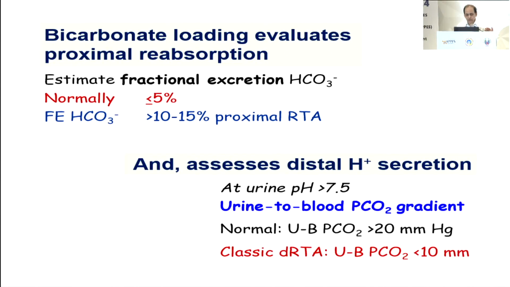But when you do a bicarb loading test, you look at two things. You look at the Fe bicarb, and Fe bicarb is the urinary bicarb by plasma bicarb, the whole divided by urinary creatinine by plasma creatinine.